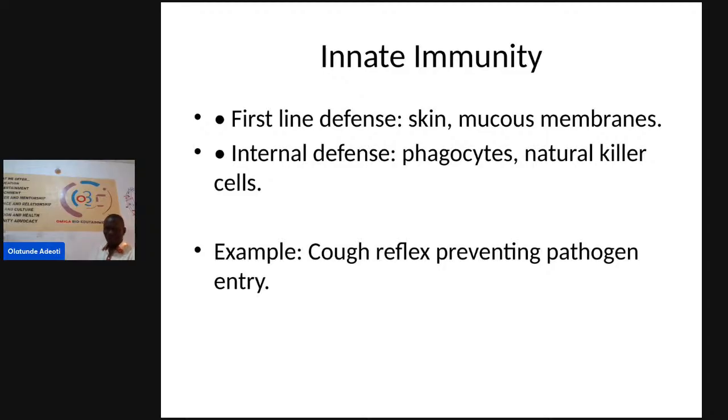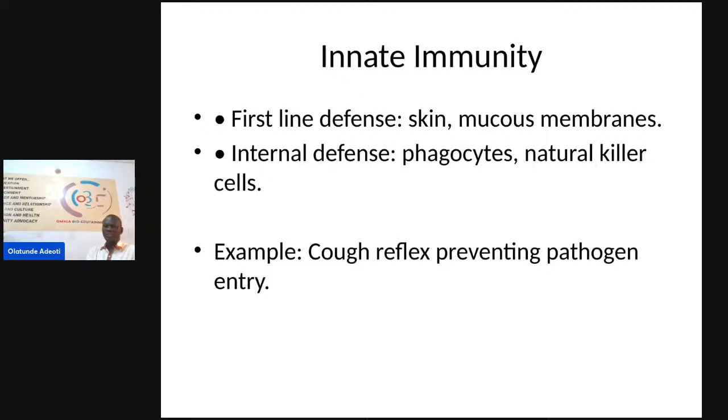Phago from phagocyte, that is the ability to swallow. Then natural killer cells. We are going to see more of this as we go on, but all these are components of innate immunity. So an example is the cough reflex preventing pathogen entry. Anytime you just start coughing until maybe after some time.